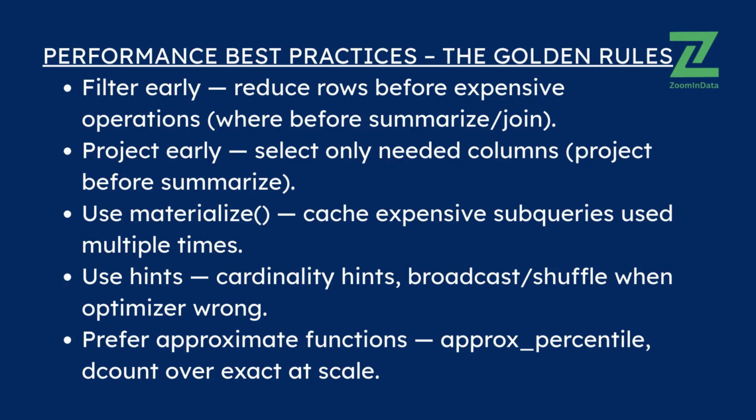Use hints. Cardinality hints on joins. Force broadcast or shuffle when stats mislead. Take control when needed. Prefer approximate functions: percentile approximation, dcount, top N with approximation. Tiny error for massive speed, memory savings at scale. Follow these religiously. Filter and project early. Materialize repeats. Hint smartly. Approximate when possible. And your queries stay efficient even on petabytes.